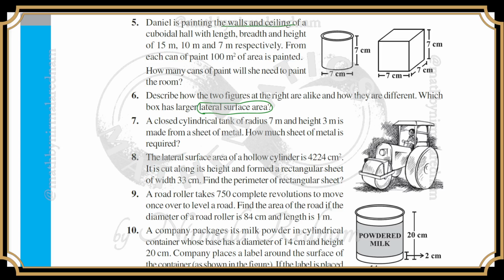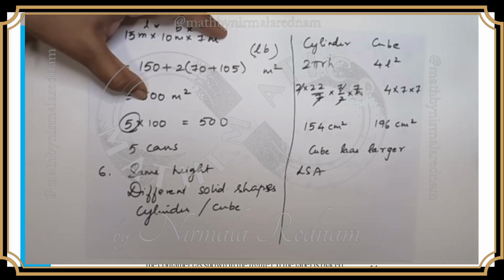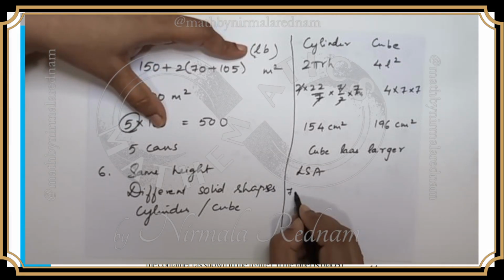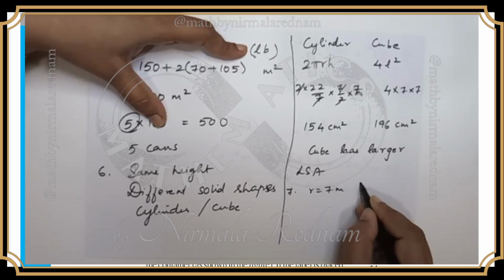The seventh question. A closed cylindrical tank of radius 7 meters and height 3 meters is made from a sheet of metal. How much sheet of metal is required? Now they mentioned closed very clearly. That means you're going to have a base and a top as well, for the tank. So it's going to be the total surface area. What are the parameters given to us? Radius is 7, height is 3. So let's write it down.